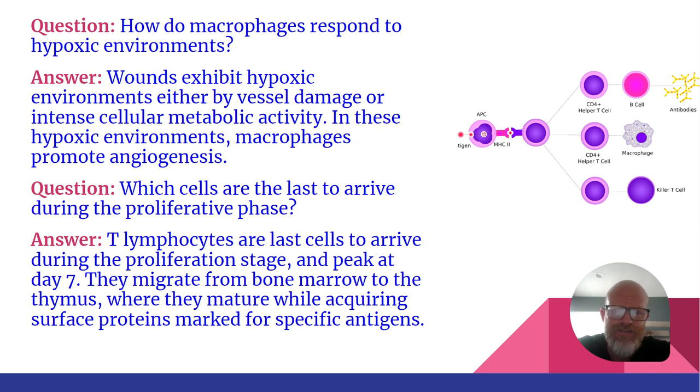Next question, which cells are the last to arrive during the proliferative phase? Again, hemostasis, inflammatory phase, mostly macrophages, proliferative phase, mostly fibroblasts, and then remodeling phase. So the last cells to arrive in that third proliferative phase would be your T lymphocytes. They peak at about 7 days. They migrate from the bone marrow to the thymus under your sternum, where they mature, and then they make their way into the bloodstream and eventually to the wound.